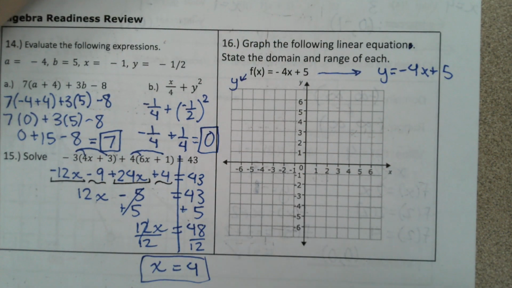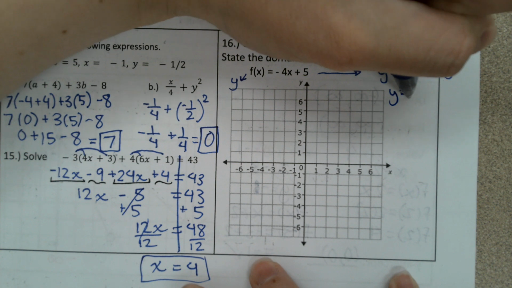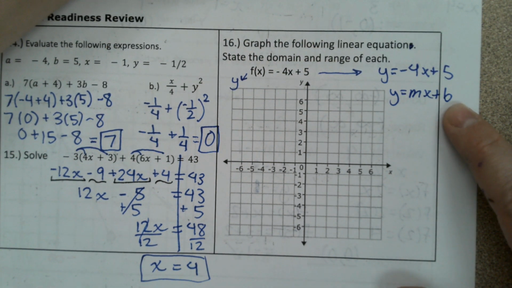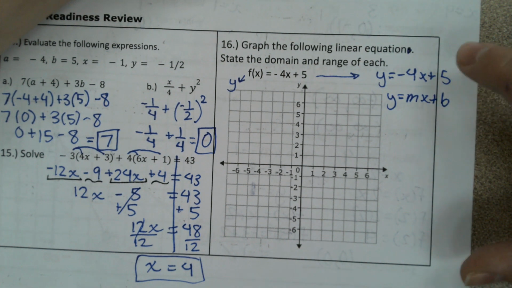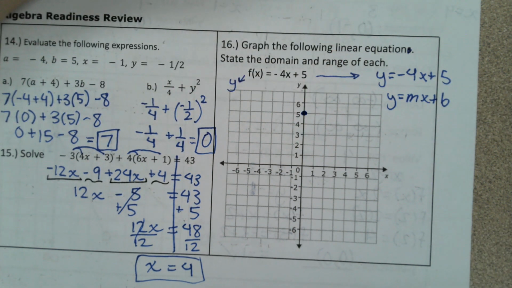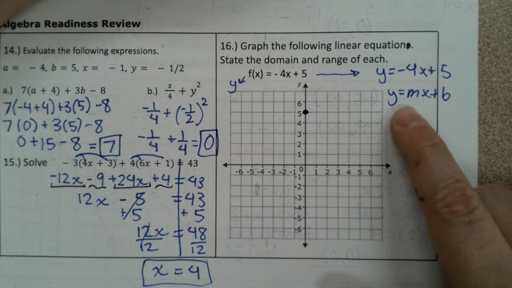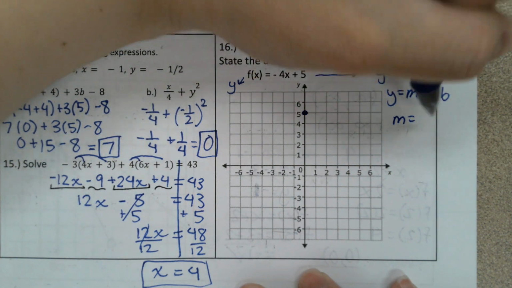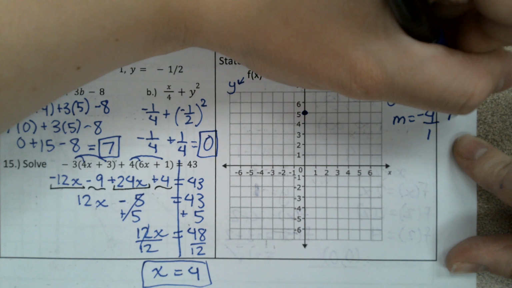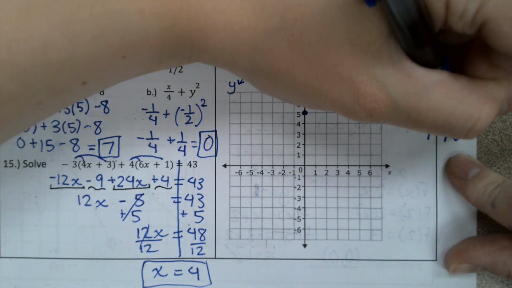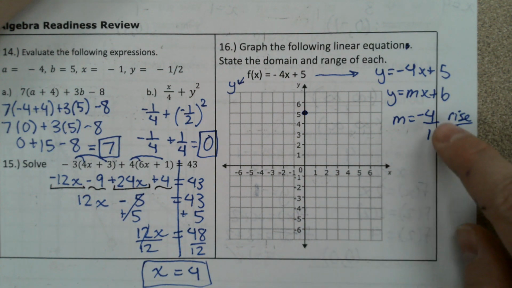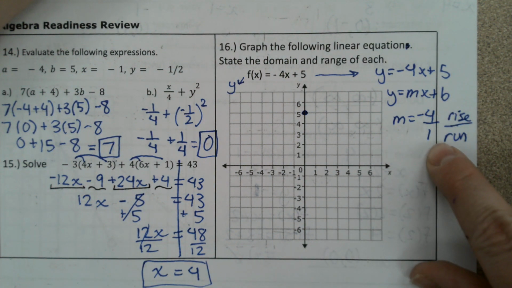This should be familiar because this is y equals mx plus b form. Remember, b is for begin. b is your y-intercept. So we're going to begin at 5 on the y-axis. And then slope is how you move. Our slope is -4 over 1. It's rise over run.